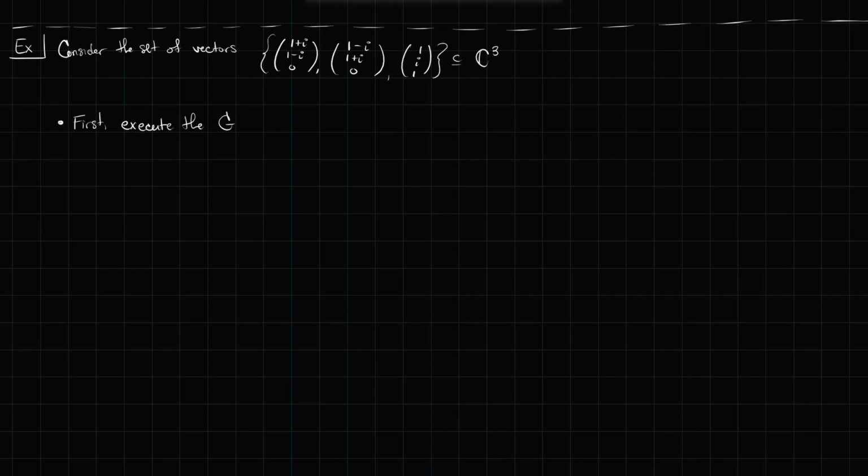Consider the set of vectors (1+i, 1-i, 0), (1-i, 1+i, 0), and (1, i, 1). This set of vectors is a subset of the three-dimensional complex numbers. We're going to do three things to this. So first, execute the Gram-Schmidt method on this set.